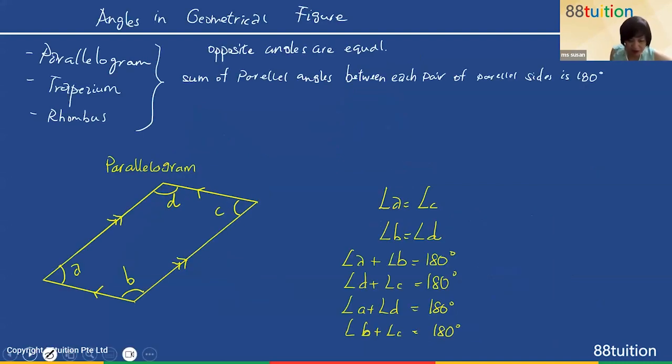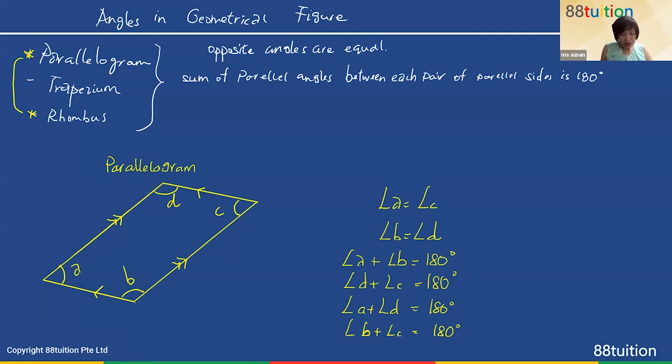So today we are going to cover four-sided figures, angles in a geometrical figure. There are three shapes that we are going to cover today. One is a parallelogram. Second one is a trapezium. Third one is a rhombus. Okay, so actually we come to see it. Look at this. Actually, parallelogram and rhombus are quite similar in a certain way, except that there's one property that is different.